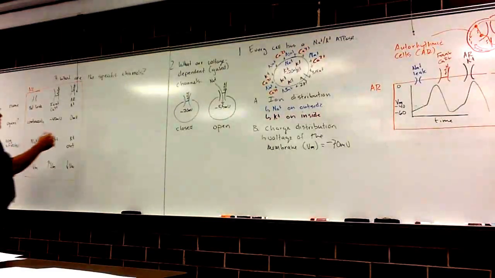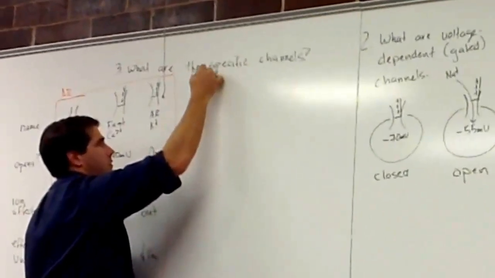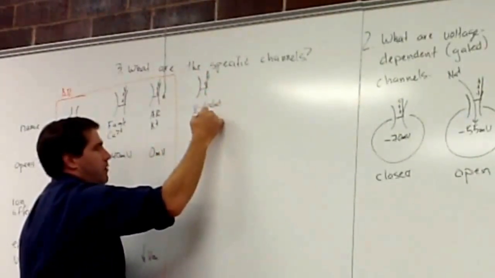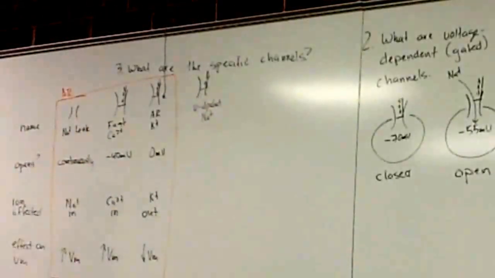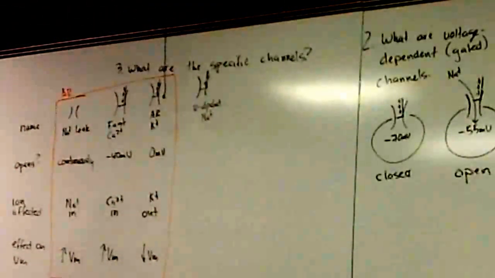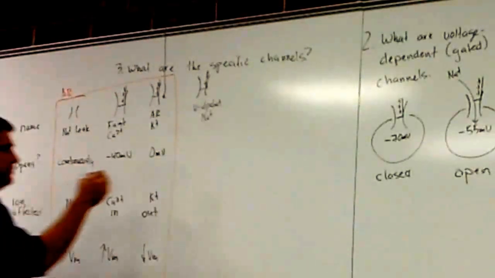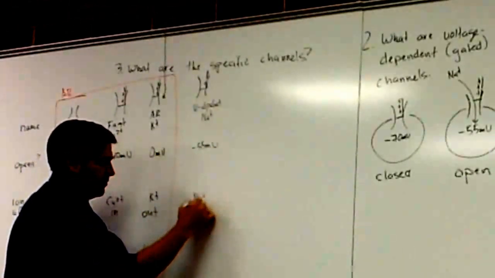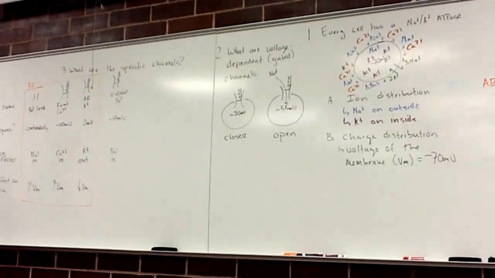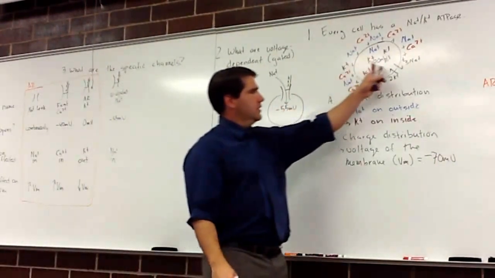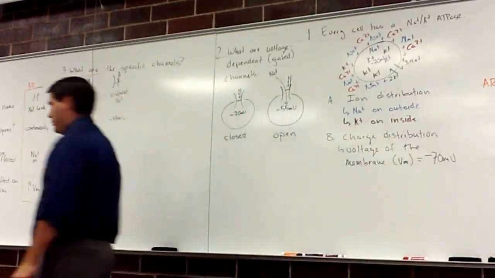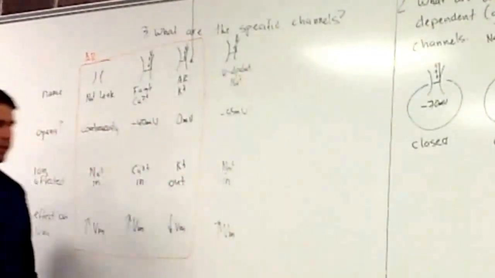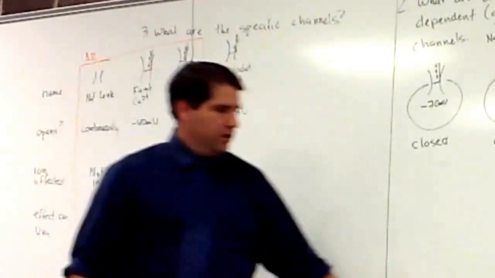We have a voltage dependent sodium. The only reason I'm writing voltage dependent here is to differentiate it from this leak channel. This guy opens at minus 55 and lets sodium in. And when sodium is allowed into a cell, it's going to take its positive charge and raise Vm. By raise, specifically, I mean it's going to increase the voltage, make it more positive.